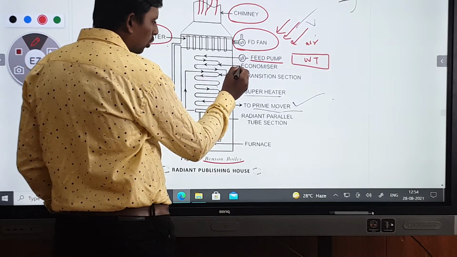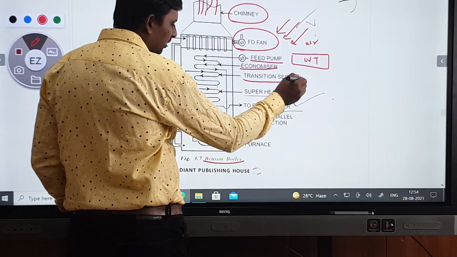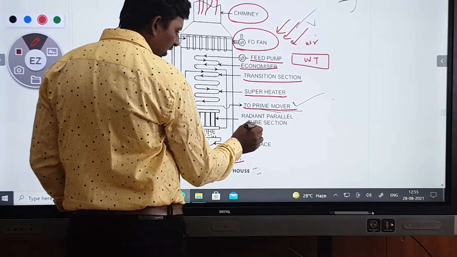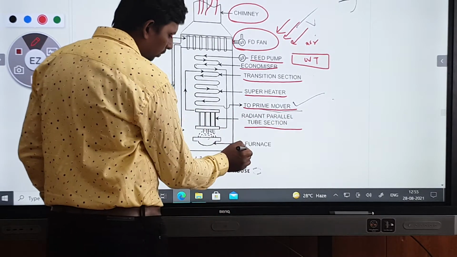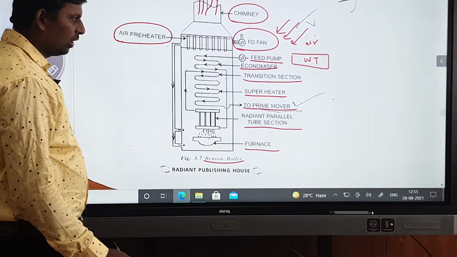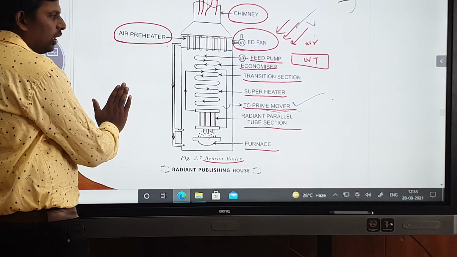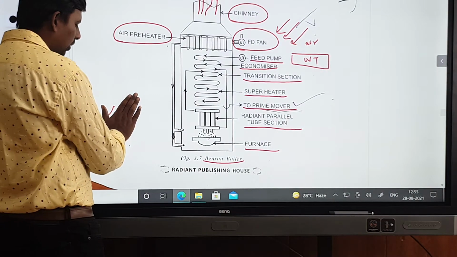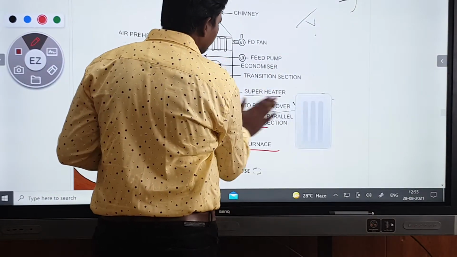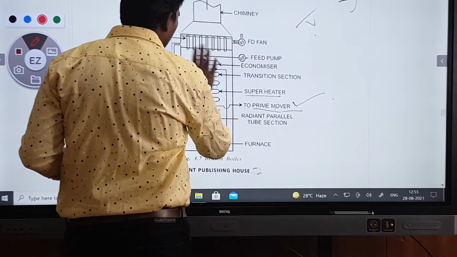Next one is the economizer. Next one is the transition section. Next one is the superheater. Next one is the prime mover. Next one is the radiant parallel tube. Next one is the furnace, and here fire will be there. Now I will explain each and every part in detail.